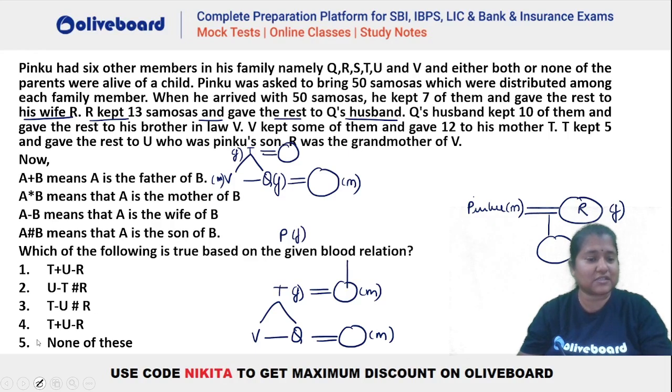Just a second. Let's see. So R was the grandmother of V. So R has to be the grandmother of V. I'm so sorry. So R has to be the grandmother of V. You can see we already have your R here and Pinku here, isn't it?